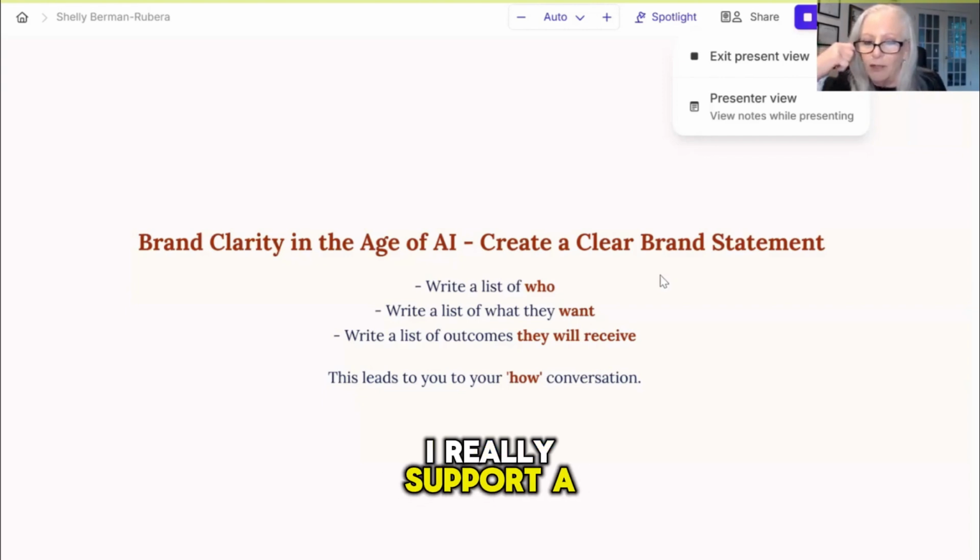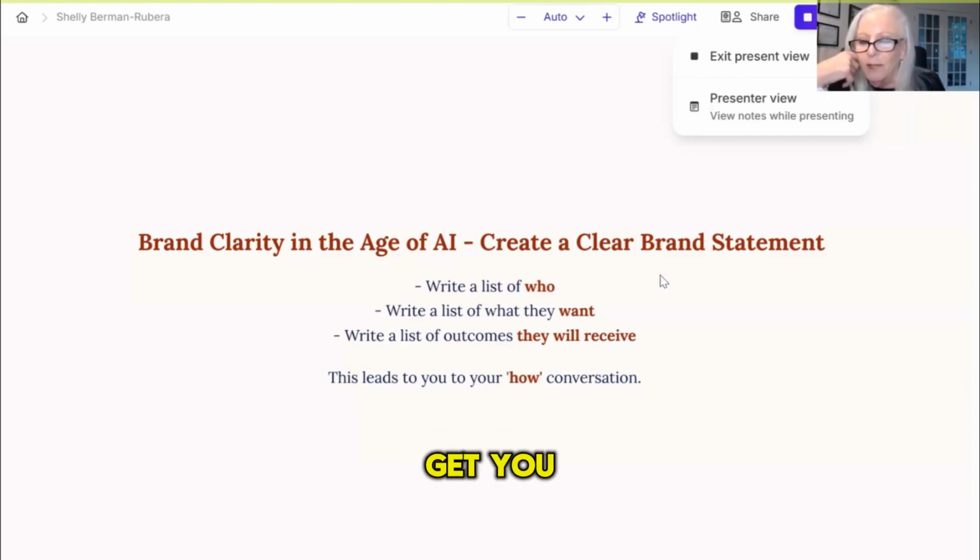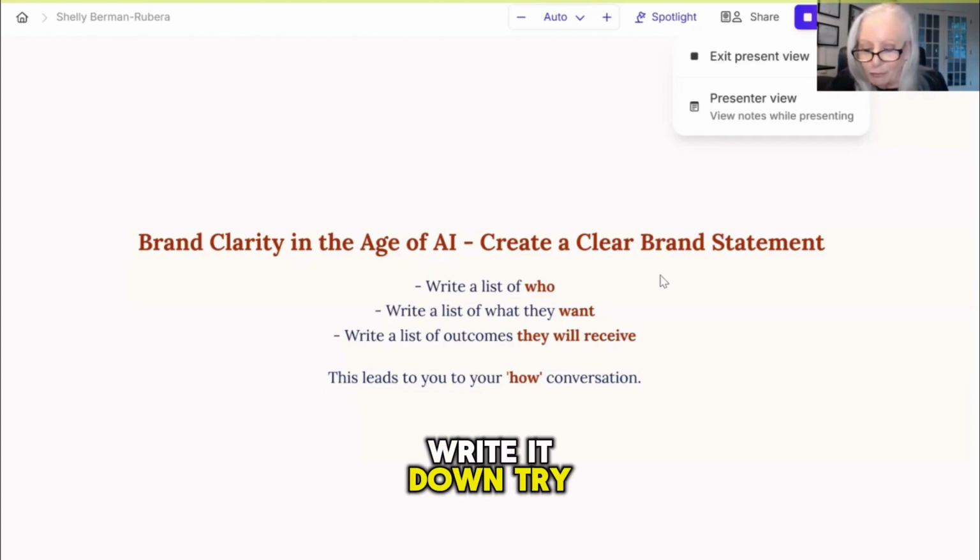I really support a 12 to 15 word sentence that is going to get you to be able to have conversations and open doors. 12 to 15 words. Write it down. Try it at your next conversation or your next networking.